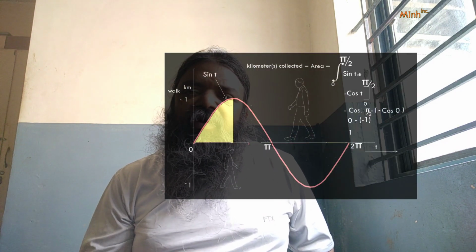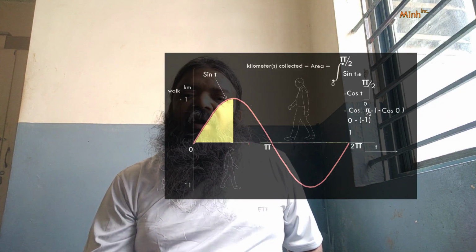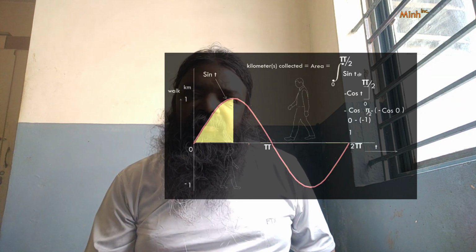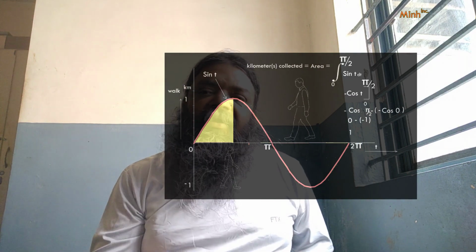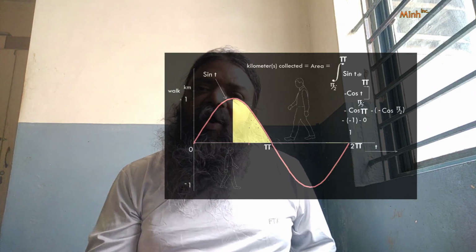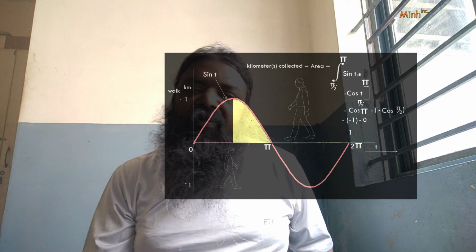At pi by 2, at that interval, he collects 1, because sine pi by 2 is 1. Then again he proceeds and sine pi is 0. This means he is growing the collection up till he reaches pi by 2. Collection of kilometers means he is collecting some kilometers in 1 unit of time, the next unit of time, the next unit of time. So at pi by 2, he is collecting 1. That is his tendency. Then he is decreasing the collection, and at pi he stops.